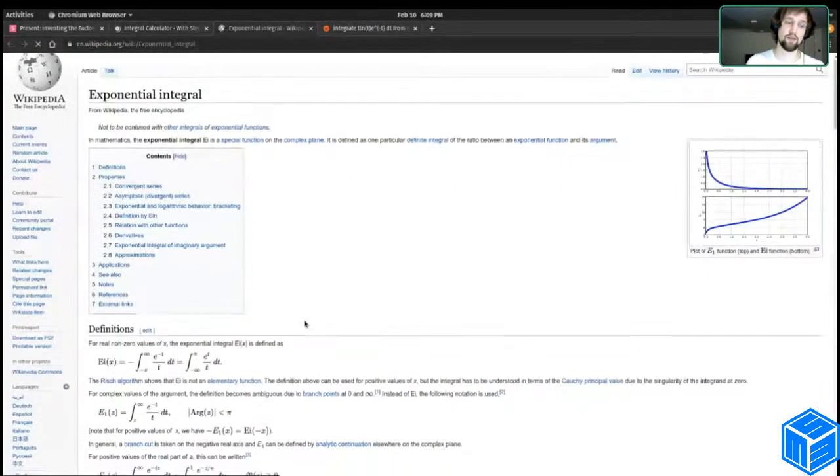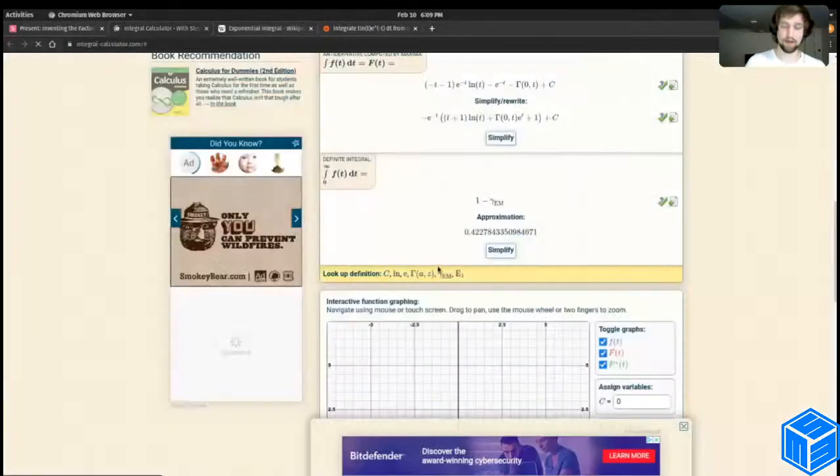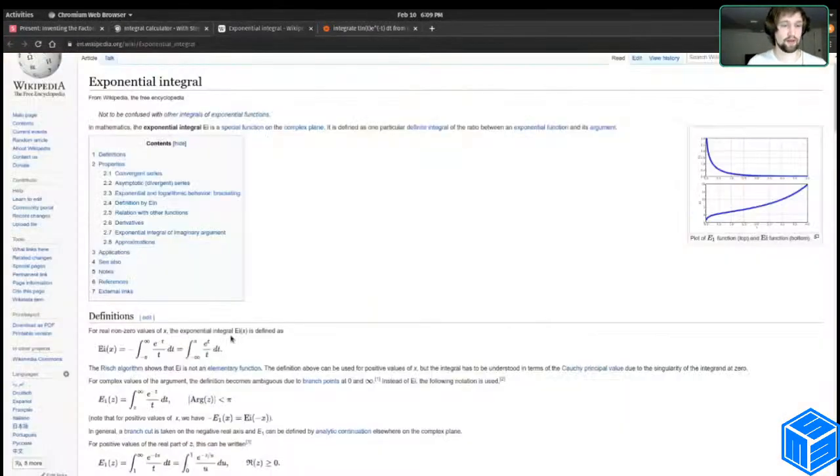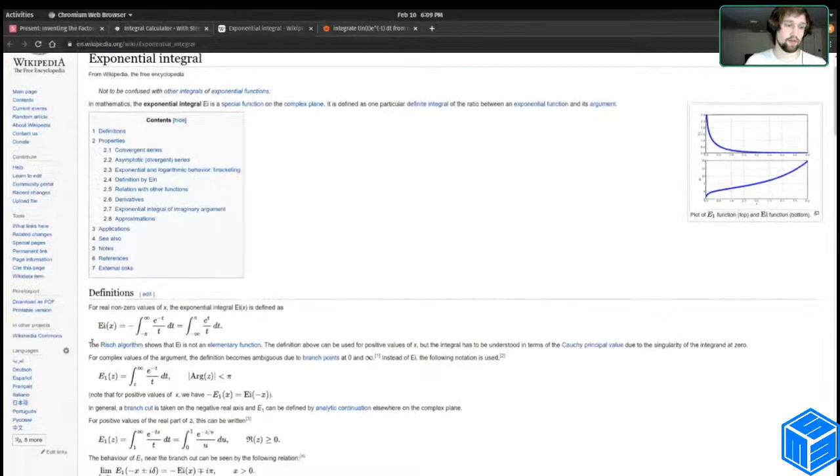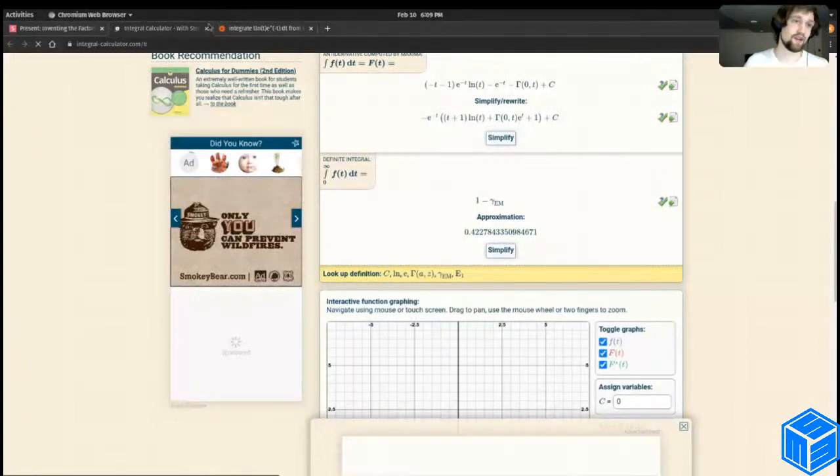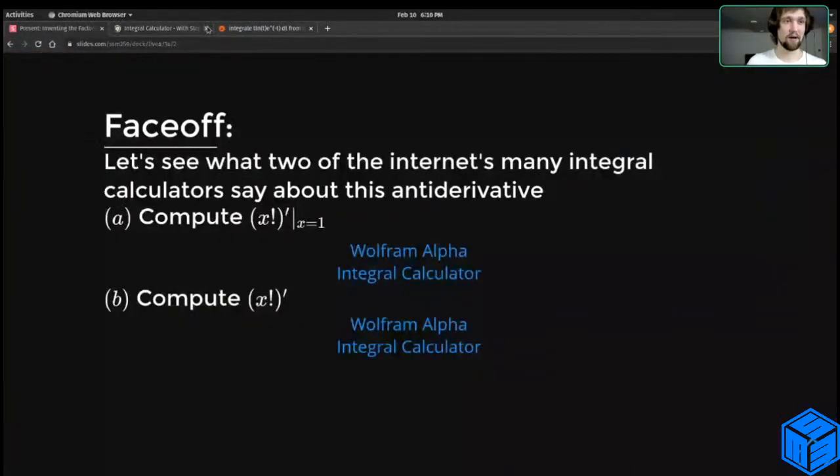As you can see, it gives you Wikipedia articles on each of the constants that appear in the solution. And you can see the Risch algorithm shows that Ei is not an elementary function. I know nothing about that. This is just what this is telling me. And I don't know, I'll trust it implicitly for the time being. Hopefully one day I'll understand.